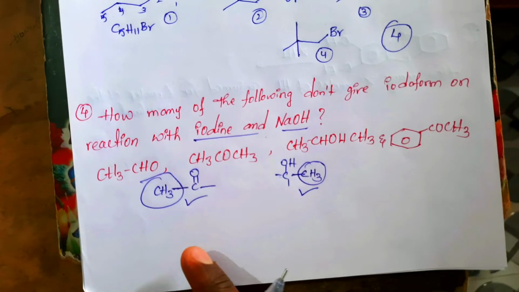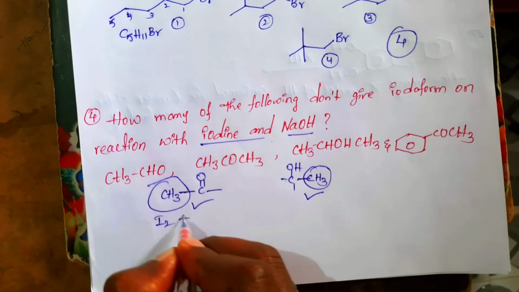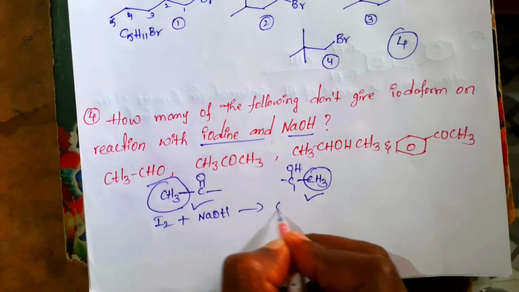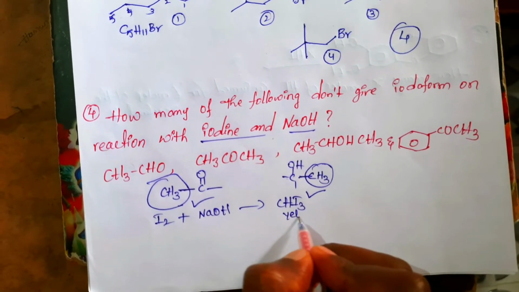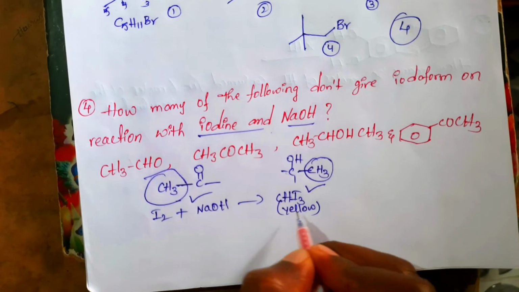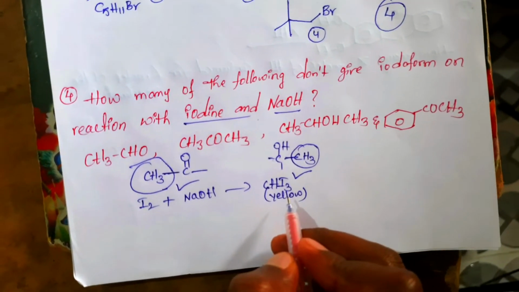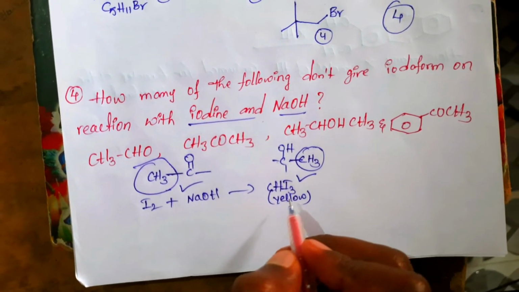Both react with iodine in the presence of NaOH, and they produce iodoform, CHI3, which has a yellow coloration and a hospital-like smell. It has an antiseptic nature.